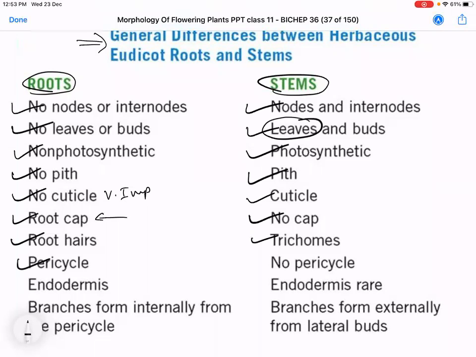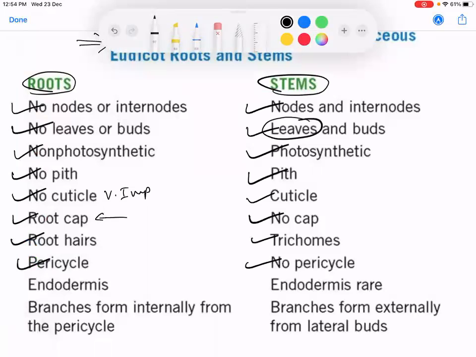Roots have pericycle and stem do not have pericycle. Pericycle again is the internal special type of tissue, right? When we see the anatomy, at that time pericycle word will be encountered. At that time I will guide you what is pericycle. Right now we are just remembering the name.